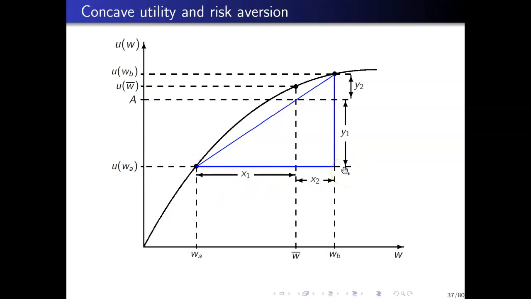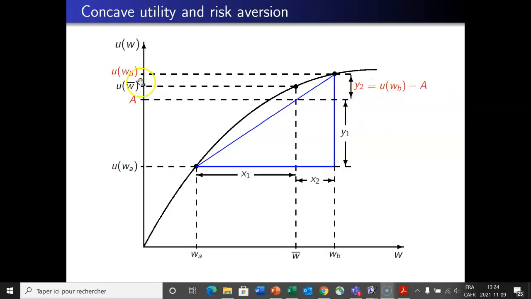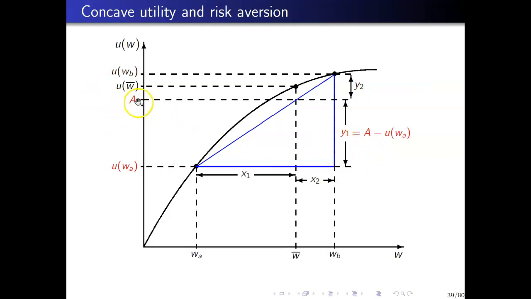Let's complete the triangle. So here we have a triangle with a right angle, a 90-degree angle. These triangles have practical properties. So y2, what is it? U of WB minus A. We will use this equality later. Y1, what is it? A minus U of WA. Good. X1 is W bar minus WA, and X2 is WB minus W bar.